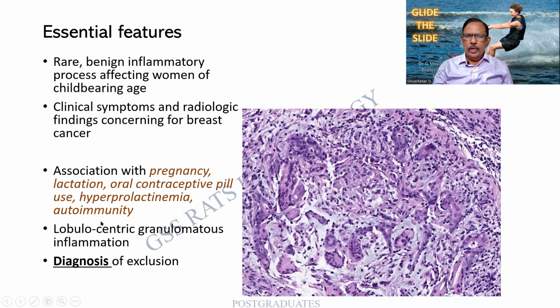hyperprolactinemia, and autoimmunity. So here also I am able to find a lesion and it is surrounded by some cells. We shall see it in a better magnification. So it is a lobulocentric granulomatous inflammation and the etiological diagnosis is one through exclusion.